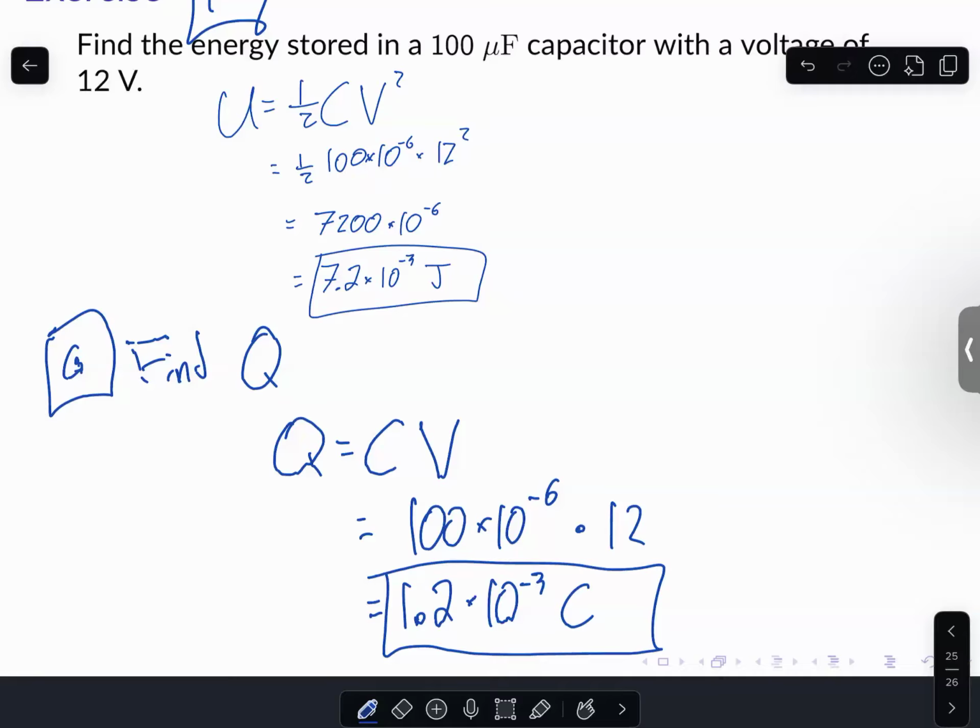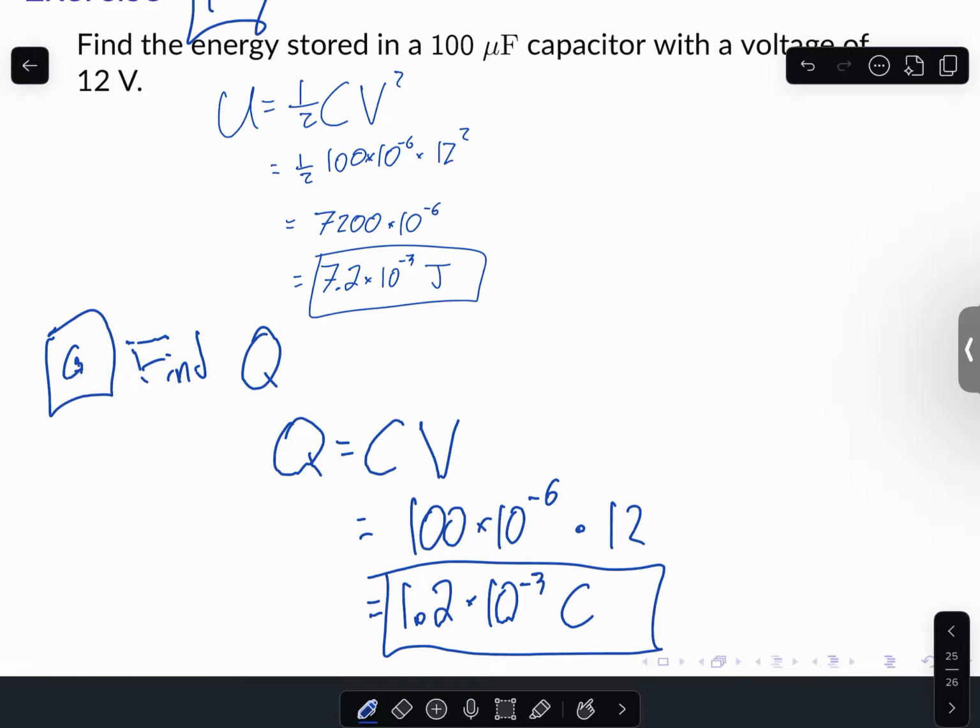Q represents charge. Yes, Q always represents charge. If you've connected the capacitor to a battery, yes, the charges come from the battery. If you connected the capacitor to a power supply, yes, it comes from the power supply. We have applied a current to the capacitor and charged it up. That's where the charge comes from, yes.